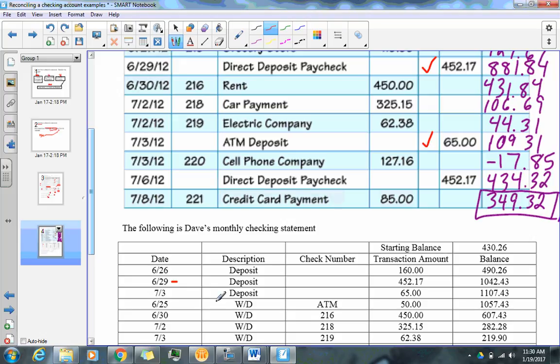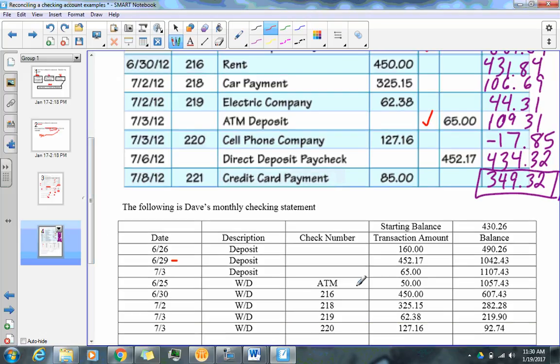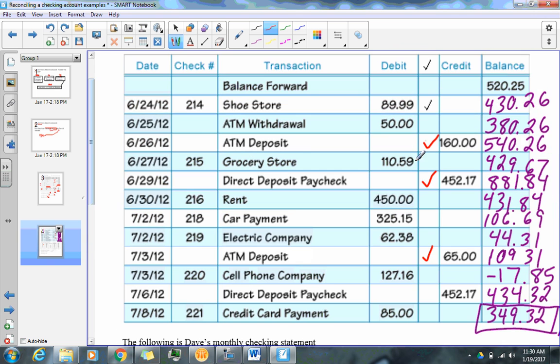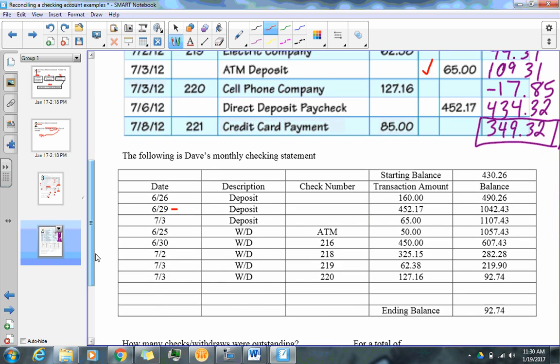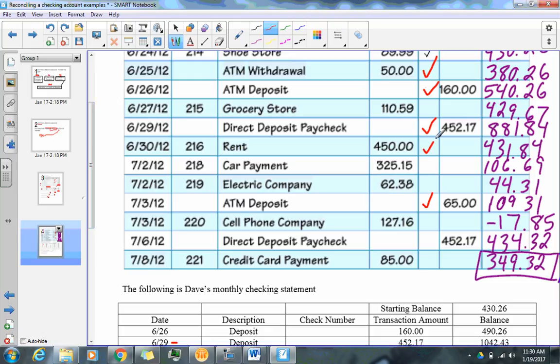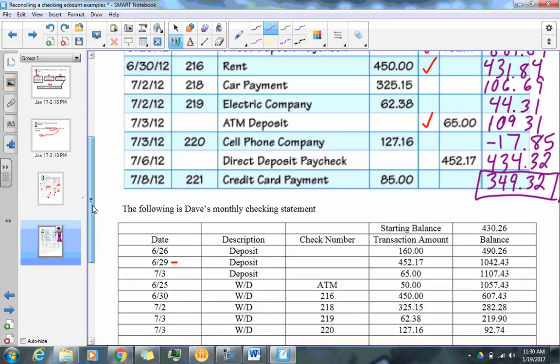So now let's go ahead and knock out the withdrawals. There was an ATM withdrawal of $50. We're going to check that off. There you go. There's a 450. Check that off. 325. Check that off. 6238. Check that off. And lastly, 127.16. Check that off. Now, let's go back to our check register here.